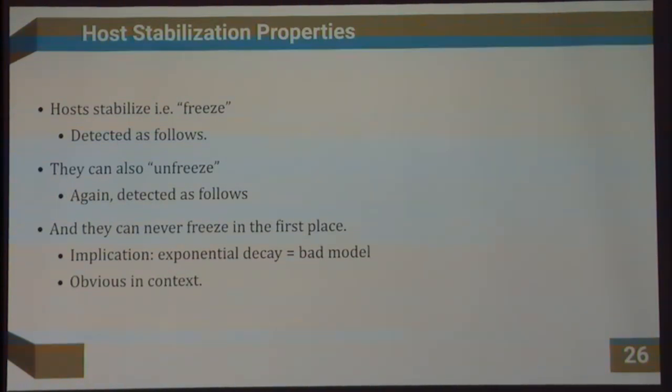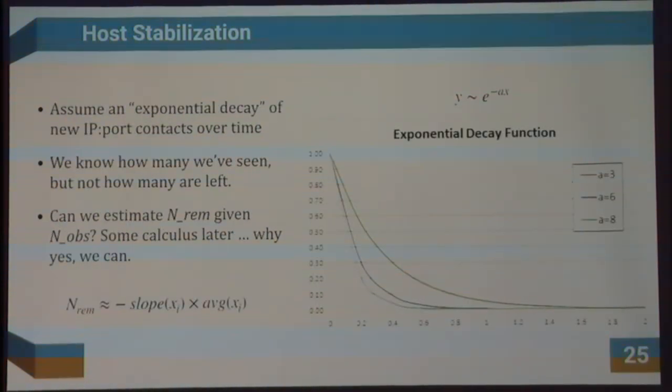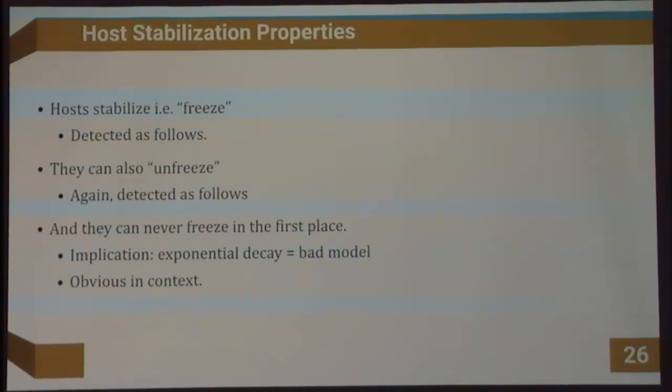But we can detect that in practice because the number of remaining destinations would in fact clearly not get closer to zero. So we can kind of find that when we need to.